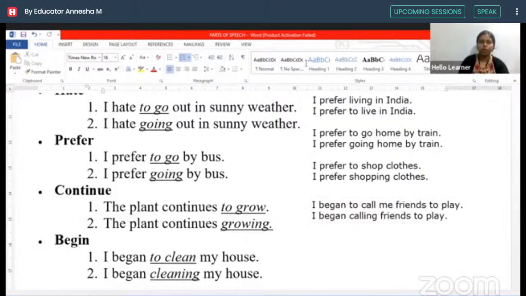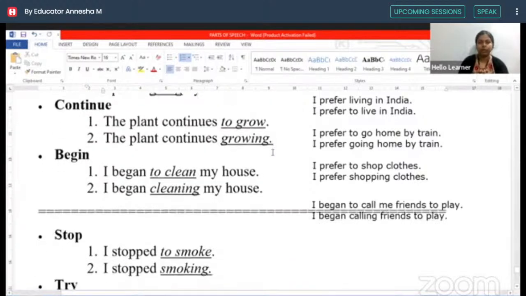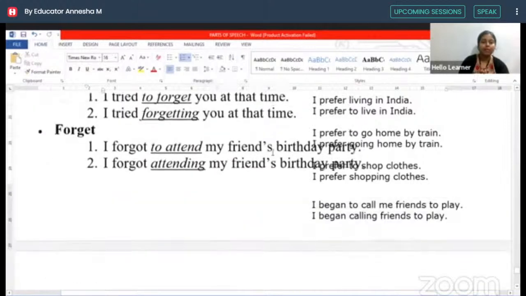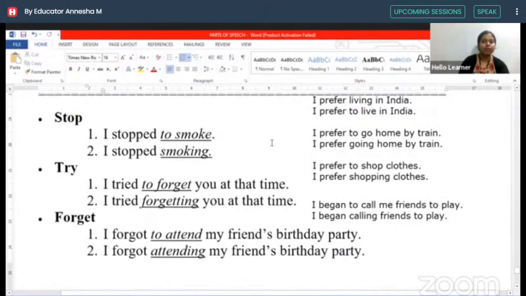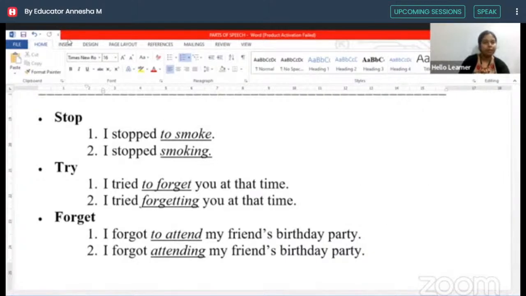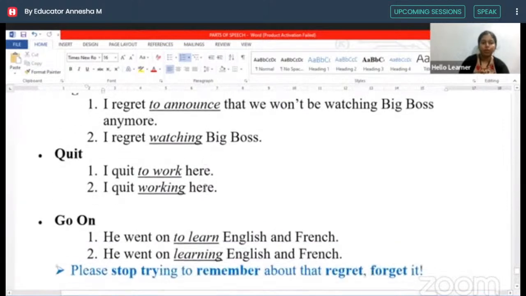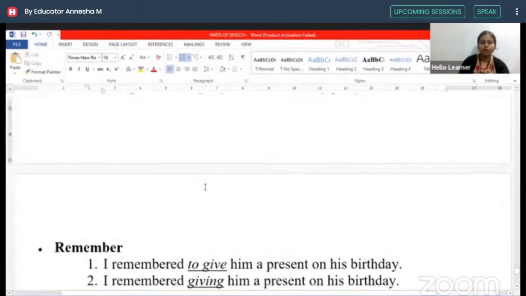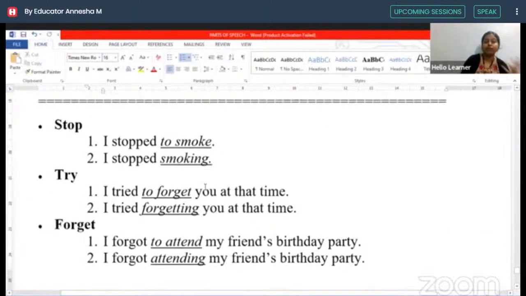Okay. So all these verbs take both infinitives and gerunds, right? And next we have some other verbs that give us different meanings. If we use an infinitive the meaning is different, and if we use a gerund the meaning is different. We have seen these too. Some that we have are stop, try, forget, remember, regret, quit, go on. If we use these verbs, they have different meanings.